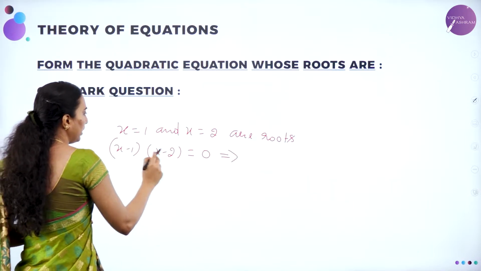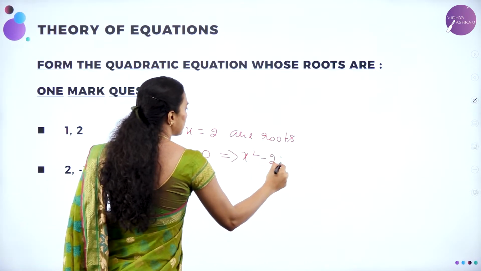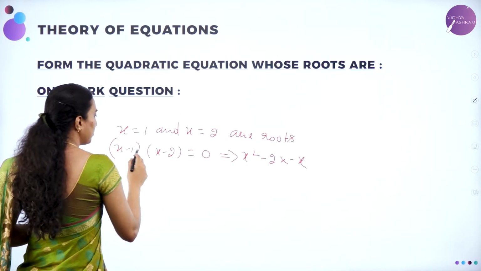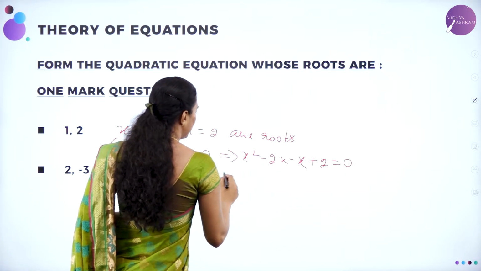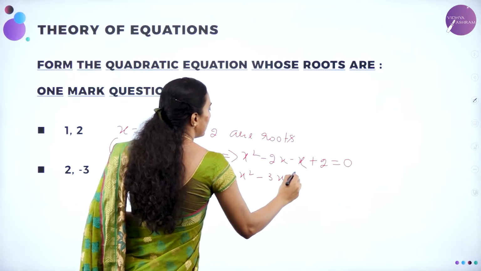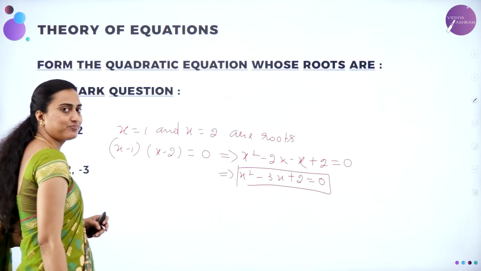Multiply this: x into x is x squared, x into minus 2 is minus 2x, again minus 1 into x is minus x, minus 1 into minus 2 is plus 2, equal to 0. Which implies x squared minus 2x minus x is minus 3x plus 2 equal to 0. This is a quadratic equation.